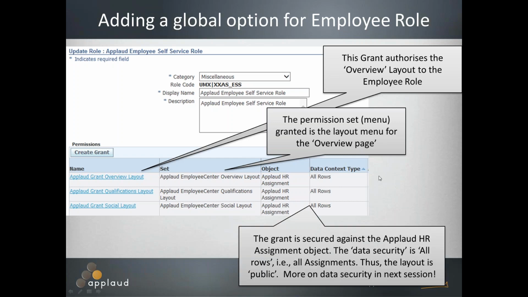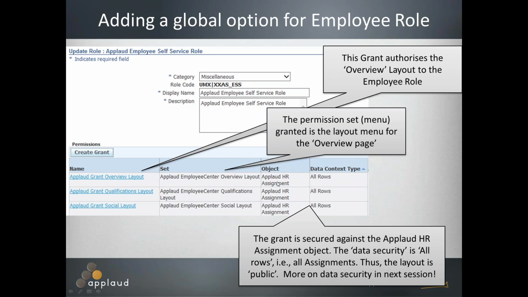Now we're going to touch slightly on data security. You see these two columns here. We see the data object and what is called the data context type. Again, rather confusing language from Oracle here, but we'll try to take it slowly. This is basically getting into data security.